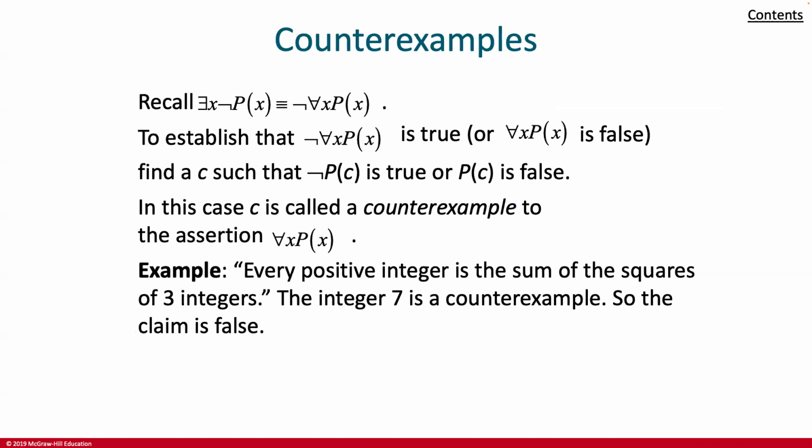Counterexamples, we mentioned that already. And so we can be thinking about this a little bit further. And here is an example. Every positive integer is a sum of the squares of 3 integers. The integer 7 is a counterexample, so the claim is false.